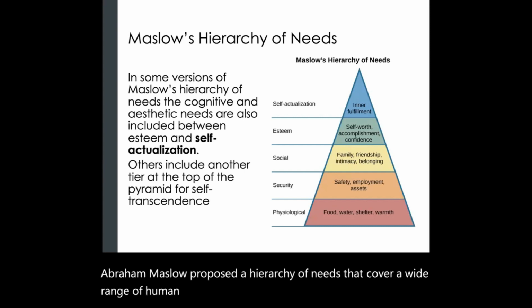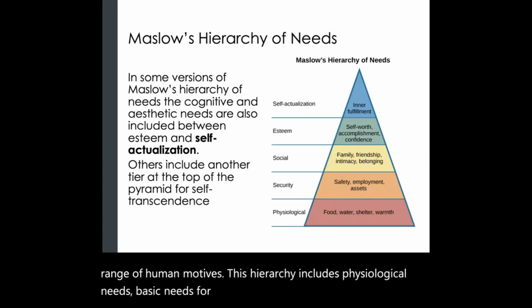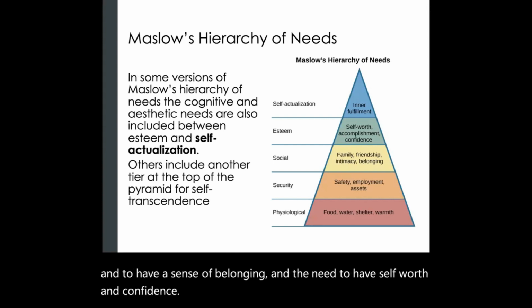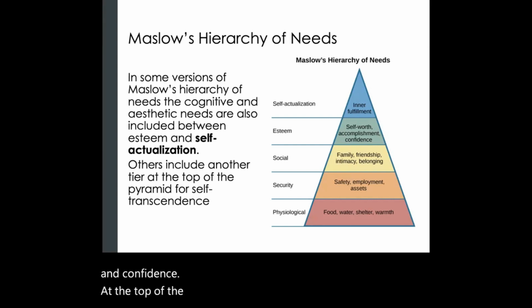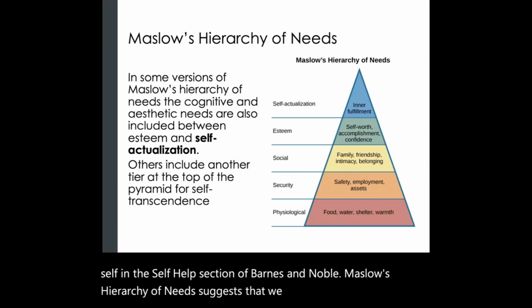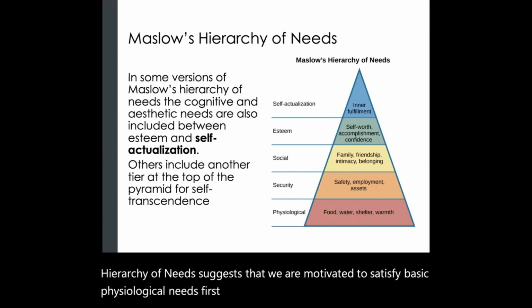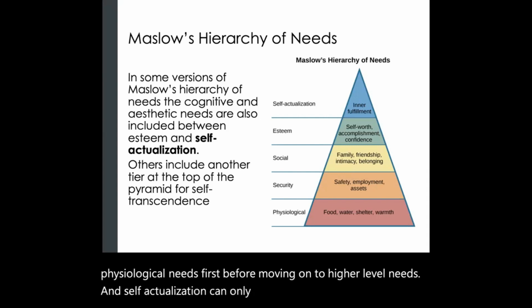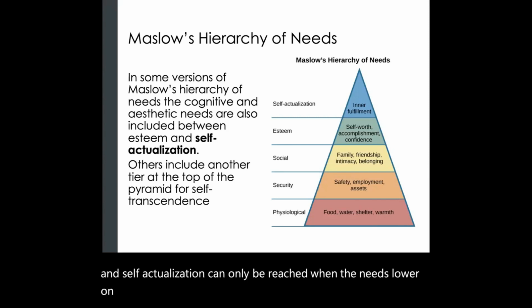This hierarchy includes physiological needs, basic needs for security and safety, the need to be loved and to have a sense of belonging, and the need to have self-worth and confidence. At the top of the pyramid is self-actualization, which means achieving one's full potential. Maslow's hierarchy of needs suggests that we are motivated to satisfy basic physiological needs first before moving on to higher level needs. And self-actualization can only be reached when the needs lower on the hierarchy have been met.